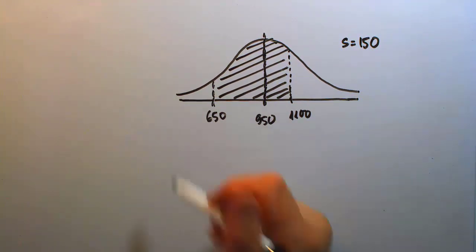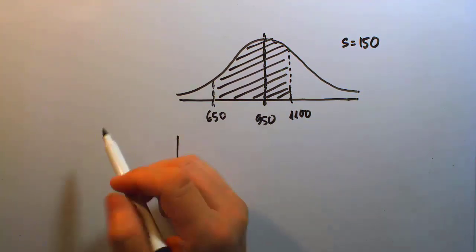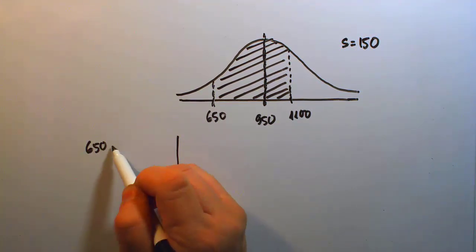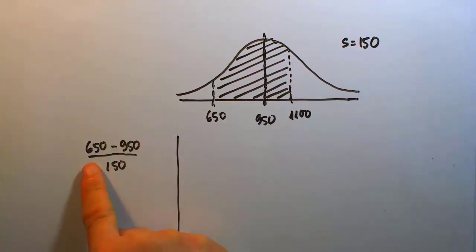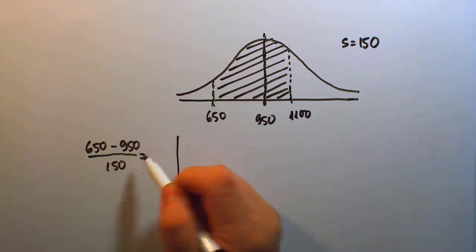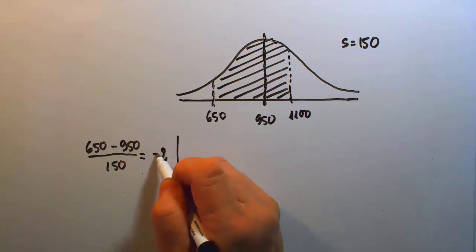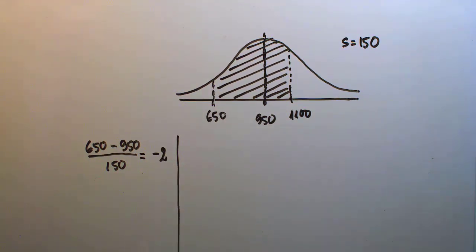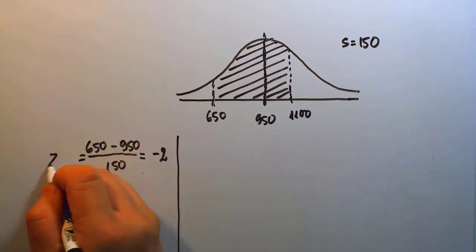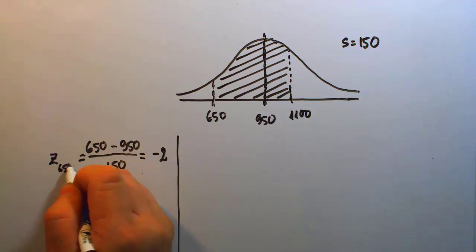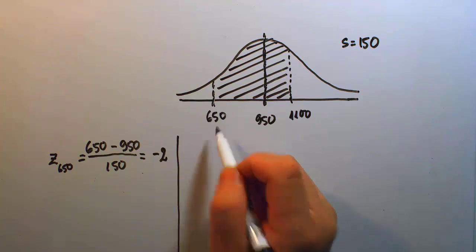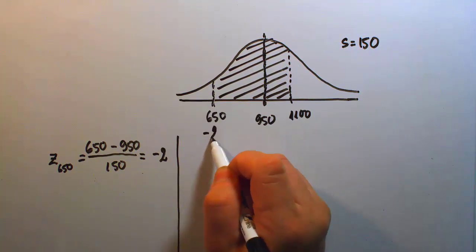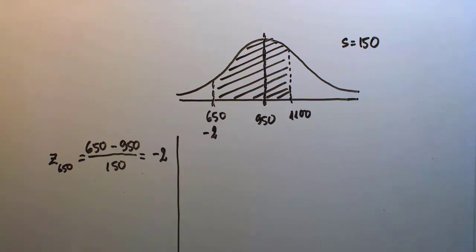we are going to do (650) minus 950 divided by 150. Value of the low end minus the mean divided by the standard deviation. That now gives me -2. But this -2 is truly my z-score of the low end. So I'm indicating that with a subscript: z-score of 650 equals -2. So now we know that 650 is 2 standard deviations below the mean. So that's what we know now.